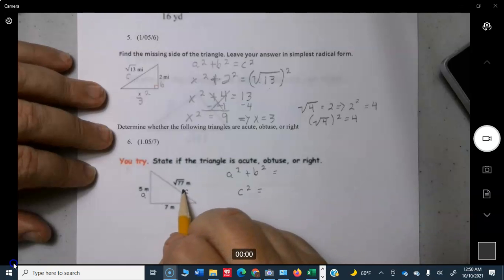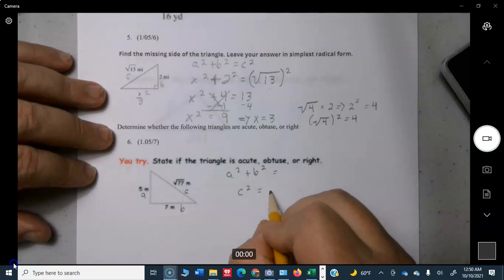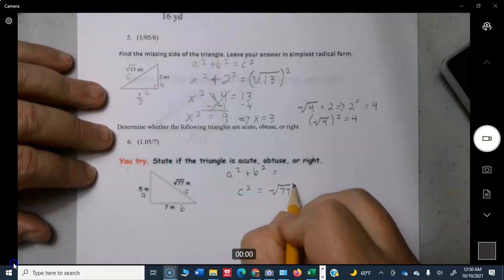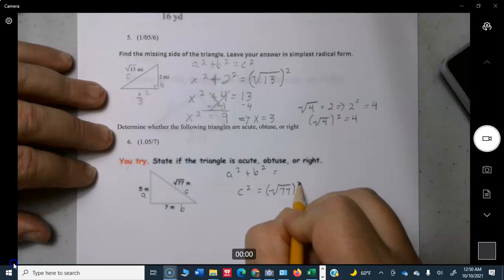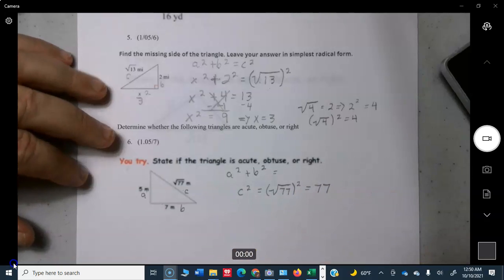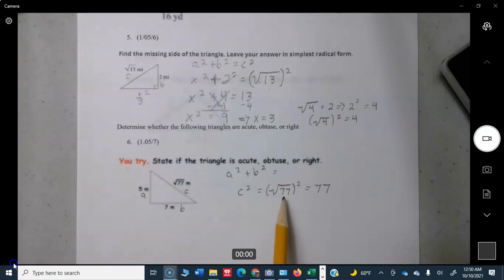Okay, let's do c squared first. It's the hypotenuse. So c squared is the square root of 77, that's c, and then you square that, and just like in the last problem, that's going to equal 77. The square root and the square reverse each other. So you have 77 inside a square root, you then square it, you get 77.